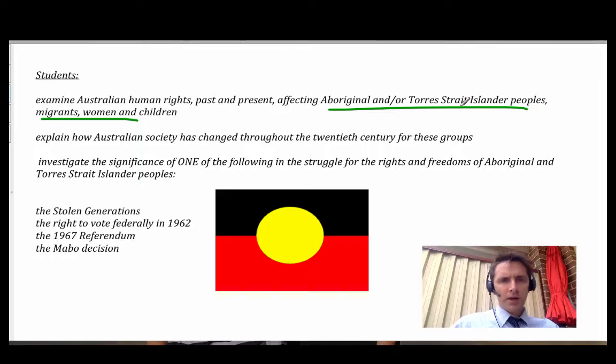In particular, we're going to get you to investigate the significance of one of the following in the struggle for the rights and freedoms of Aboriginal and Torres Strait Islander people. So you're going to be able to choose between the stolen generations, the right to vote federally in 1962, the 1967 referendum and the Mabo decision. Now you shouldn't know what any of those are at this point, but you will shortly.